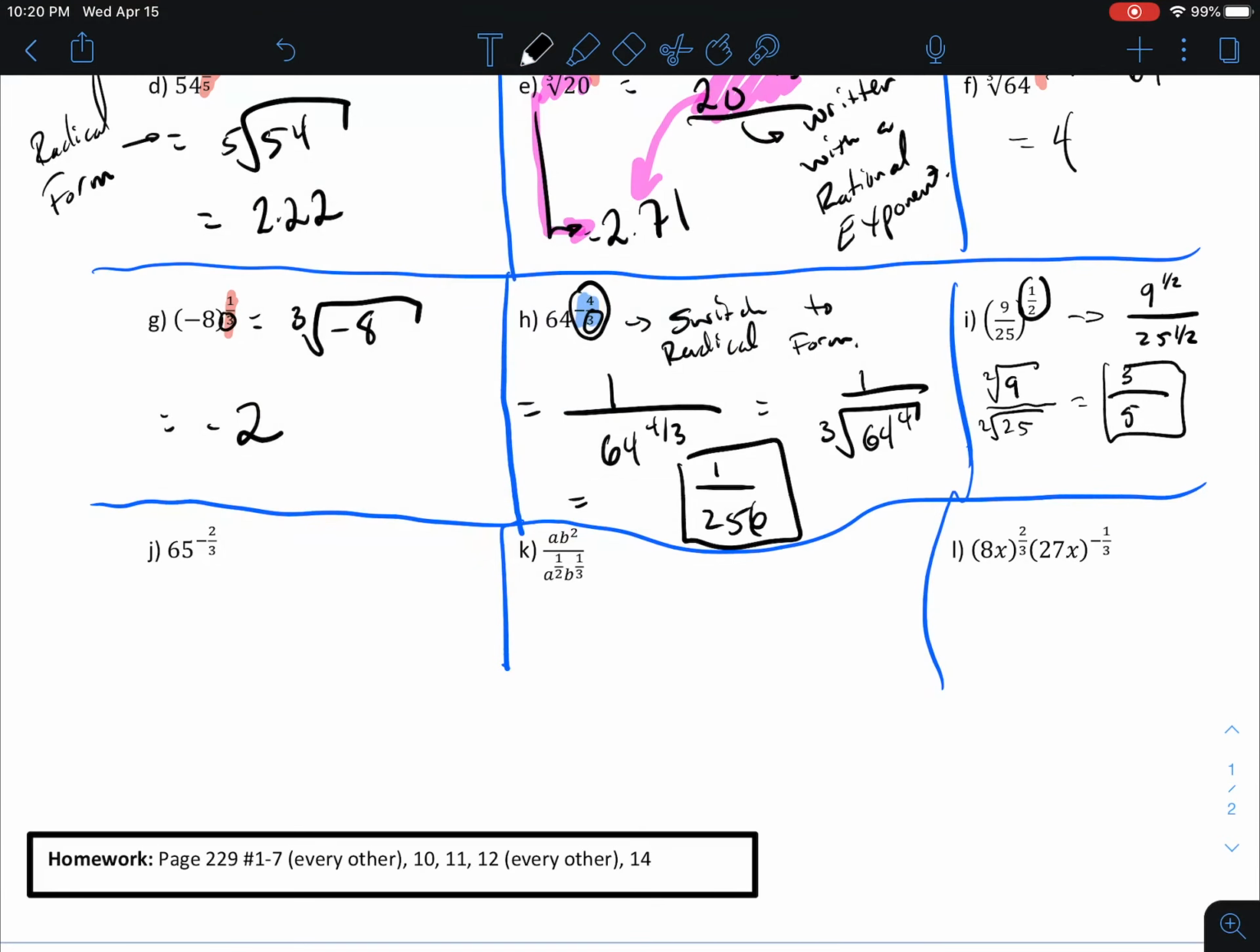So let's take a look here. I see a negative exponent, so what does that mean? Right off the bat, I have to make it 1 over 65 to the 2/3.